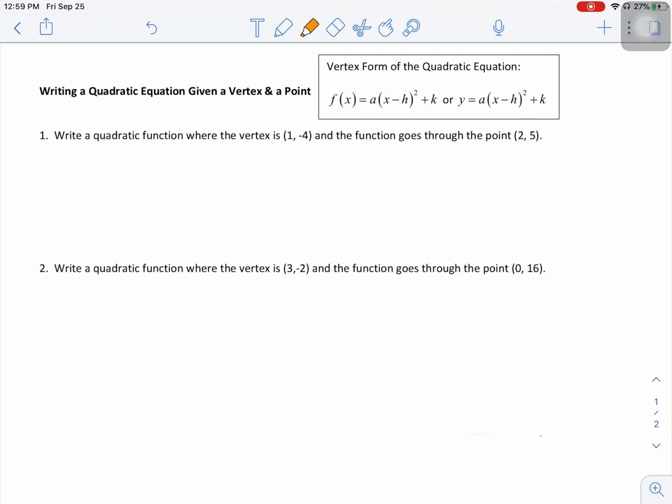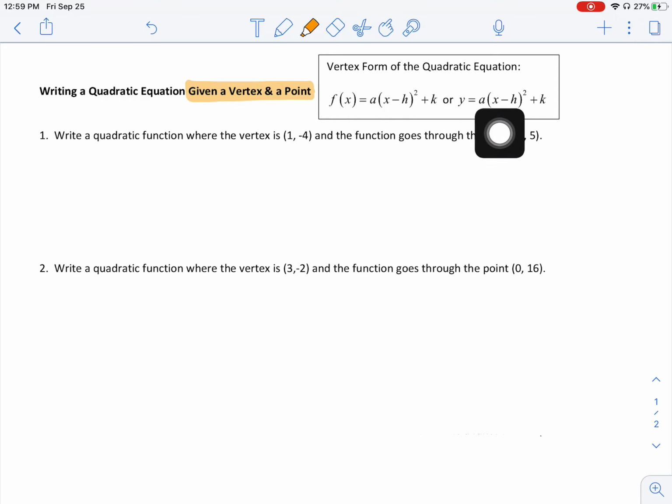When we're given information for a quadratic problem, we want to figure out if we're going to use standard form, vertex form, or factored form to write the equation. The examples I'm going to go through today are what happens if you are given a vertex and a point. As the name says, we're probably going to be using vertex form here.